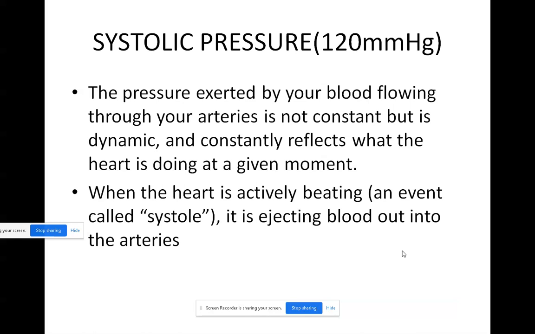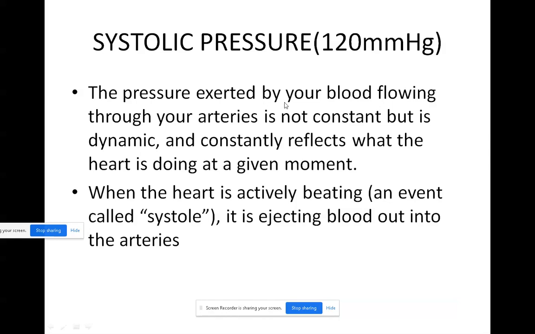Then systolic pressure. You will have noticed that in your pressure level, they note two ranges, like 70/120 mmHg, or 80/120, like that they will be writing. The lower number, 70, is the diastolic, and the higher number, 120, is the systolic pressure. Both will be indicated or noted.